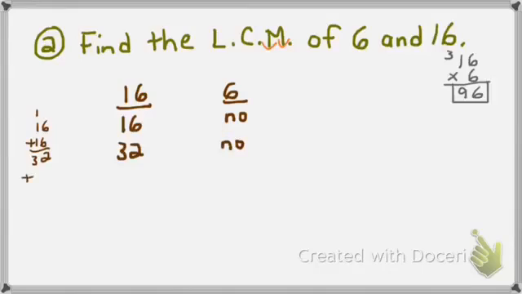What's the next multiple of 16? Well, I'll add 16 on over here. 16 plus 32 equals 48. When I go through my 6 times tables, do I say 48? 6, 12, 18, 24, 30, 36, 42, 48. Yes, I do. So that's the first one that I got to, which means that 48 is my least common multiple. Notice it's not 96.